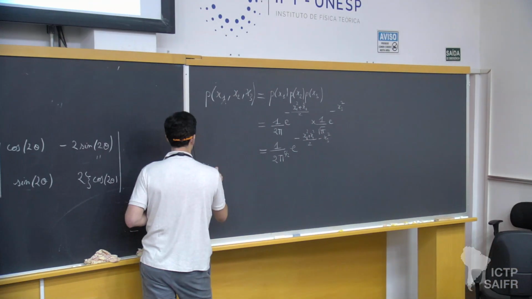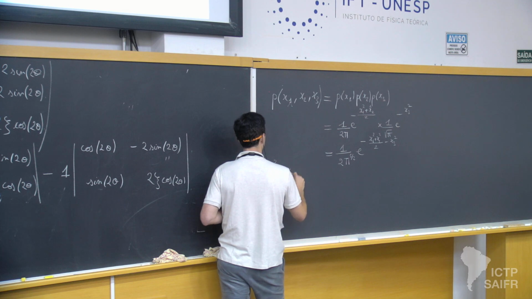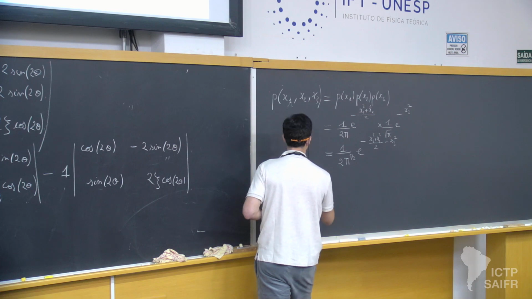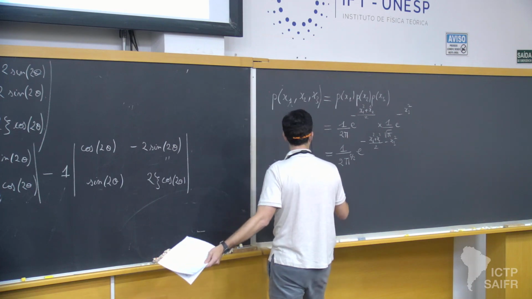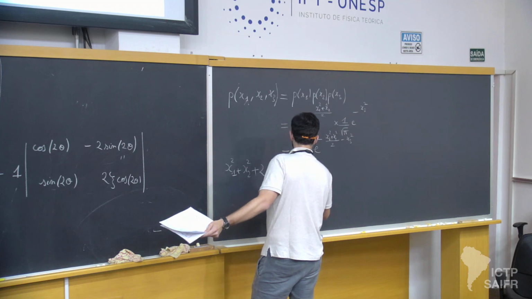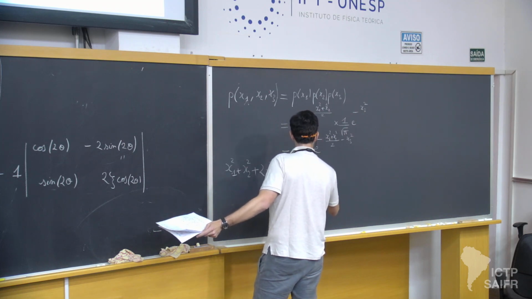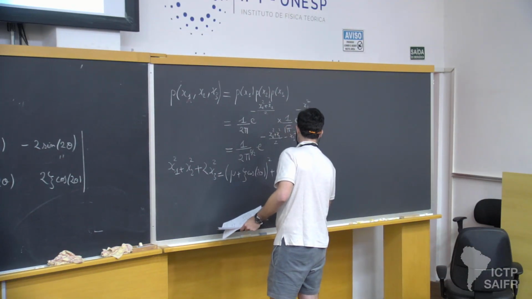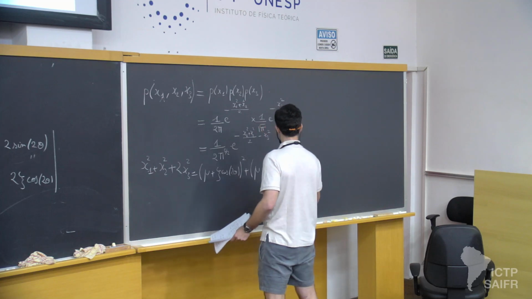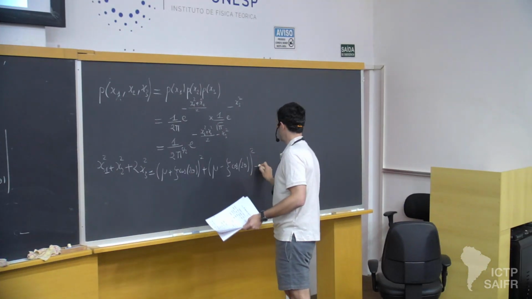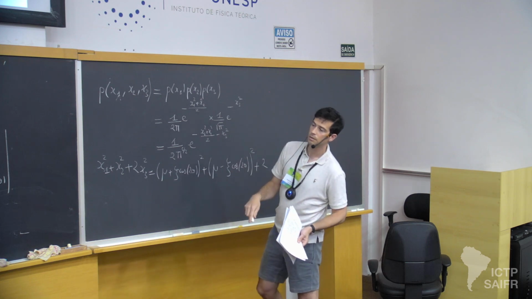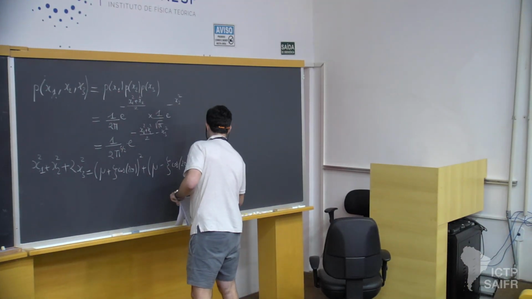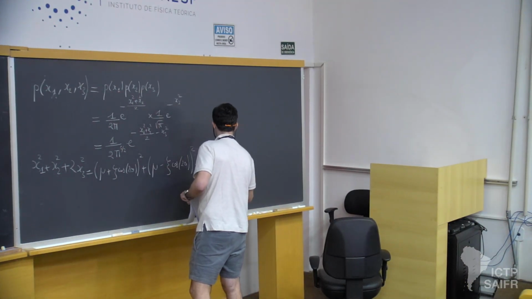So if I want to compute what's in this exponential, x1 square plus x2 square plus 2 x3 square, I'm just going to make the substitution, right? x1 is mu plus psi cos 2 theta, squared. Then x2 is mu minus psi cos 2 theta, squared. And then the plus 2 times psi square sine square 2 theta.